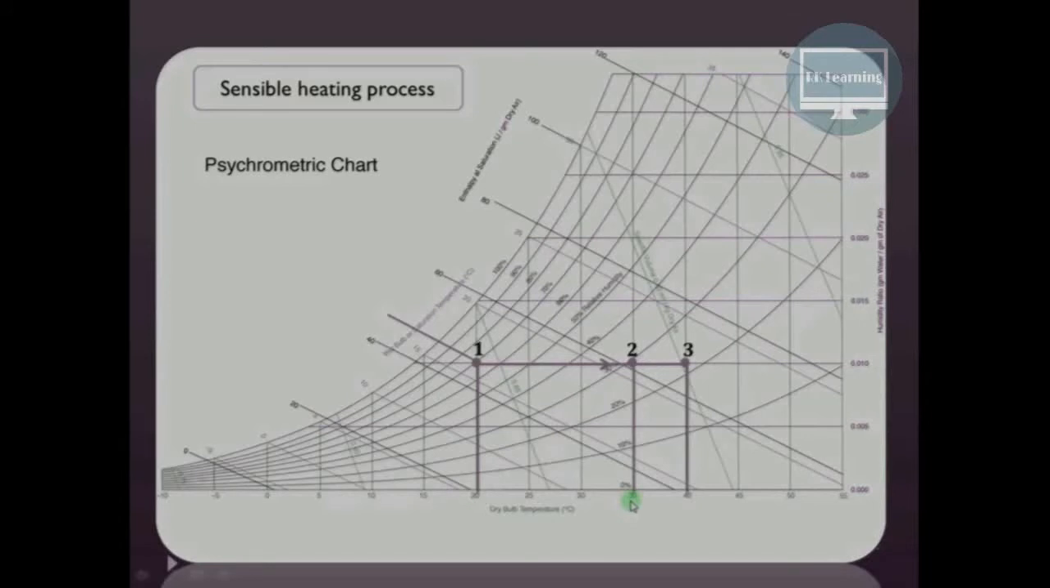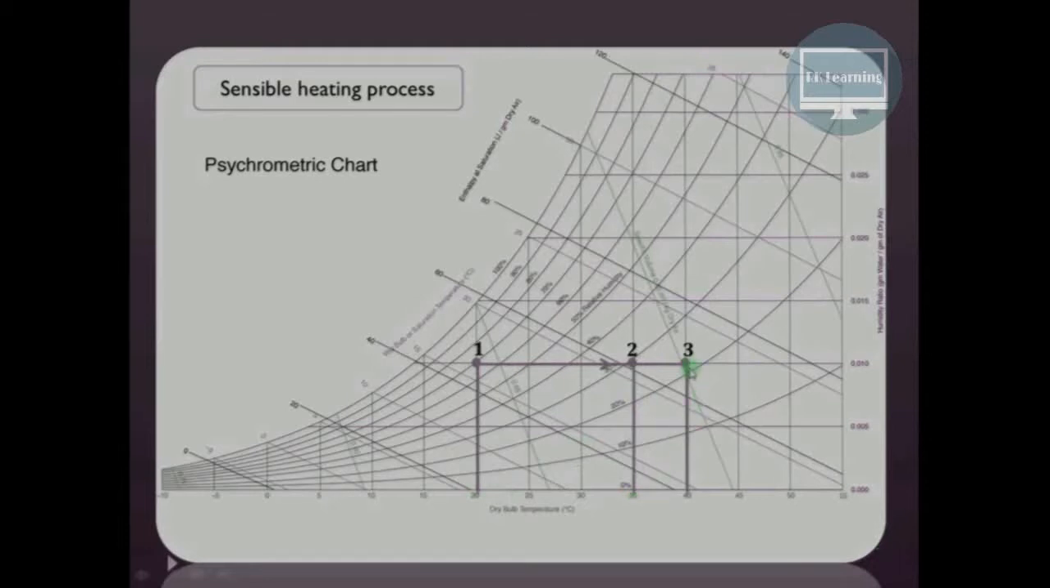The bypass factor takes into consideration that not all the air will come in contact with the heating coil. Some part of the air will bypass the heating coil, and therefore instead of attaining the temperature of 40 degrees centigrade, the air will attain the temperature of 35 degrees centigrade, because the air which is bypassed will again act as a load on the heated air. So the actual heating process is only from 1 to 2 instead of from 1 to 3. So the initial dry bulb temperature is 20, and now it is heated to 35 degrees centigrade.